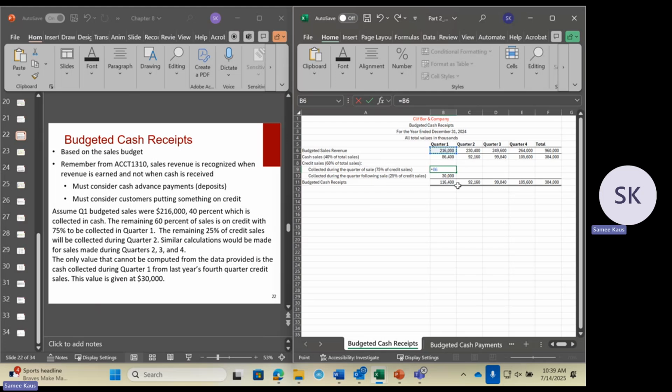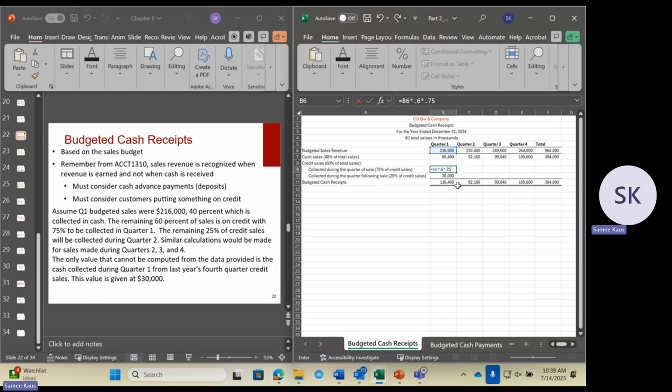So how do we show that mathematically? Of my 216,000, I have 60% remaining that I did not collect directly in cash at the point of sale. And I know of that, I am collecting 75% in the quarter of the sale.